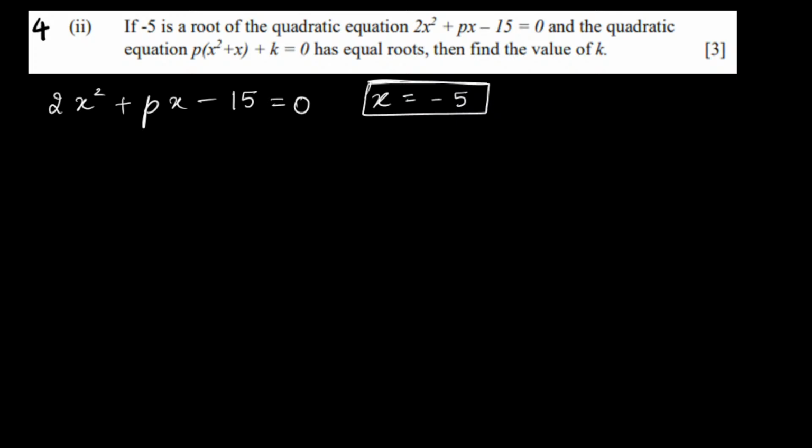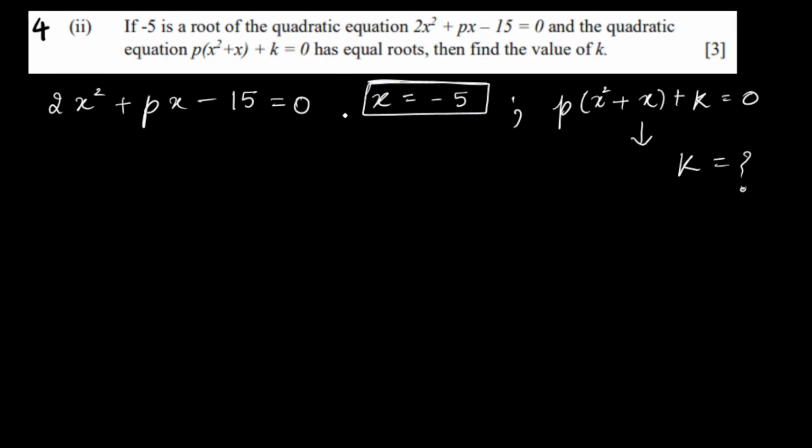And there is another quadratic equation. It has equal roots. So k's value we have to find. Basically one equation is given to us whose root is minus 5. Then another equation in terms of p is given to us, that is p into x square plus x plus k. It has equal roots and in that we have the unknown variable k. So that k's value we have to find.